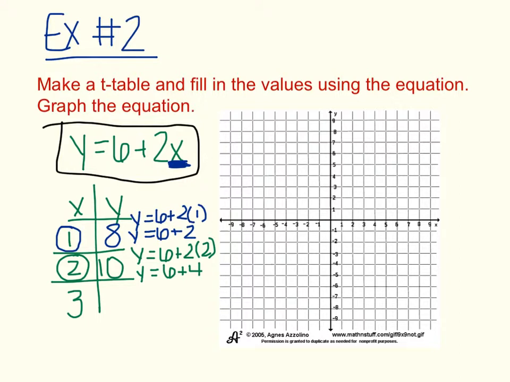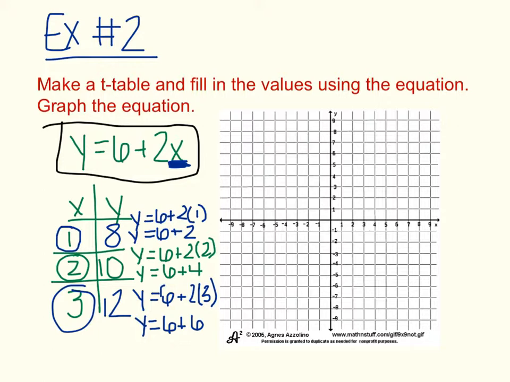Last one, 3. So y equals 6 plus 2 times 3. Y equals 6 plus 2 times 3 is 6. And 6 plus 6 is 12.